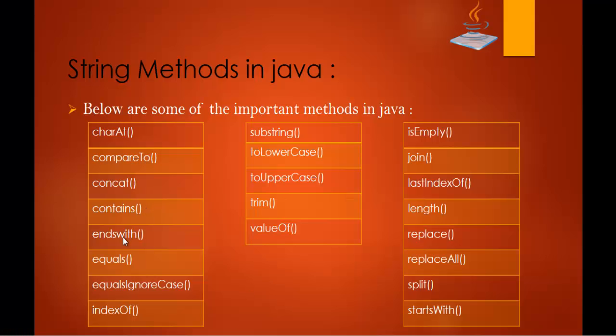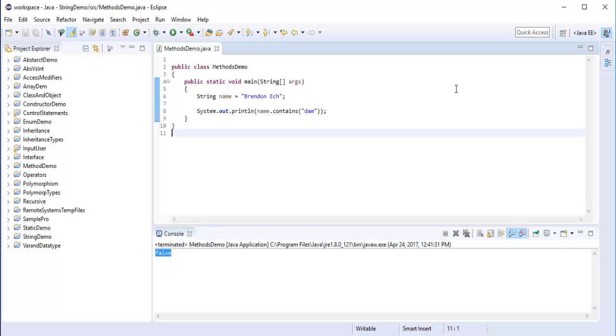And now we have something called endsWith. The endsWith method is going to check whether the string ends with a particular string or not. So let me show you a demo of it. As I said, the endsWith method checks if the string ends with a given suffix. If it is ending with the given suffix, it's going to return true. If not, it's going to return false.